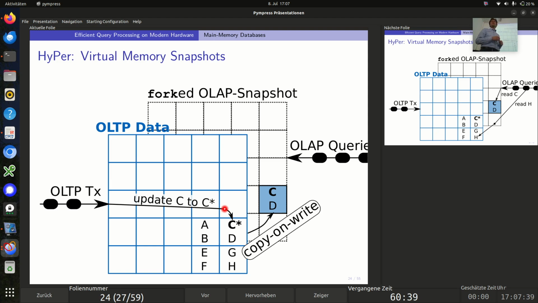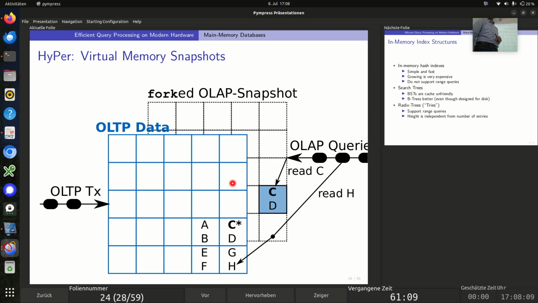It's not how it is done nowadays, but this was the traditional approach. The fun fact is that the fork command is, I think, from the 1970s. It's one of the most traditional ways to create a new process in Unix, and they reused it for a database system to ensure ACID capabilities and to avoid cloning the whole data. For all the other pages, you still have a pointer to the other data.